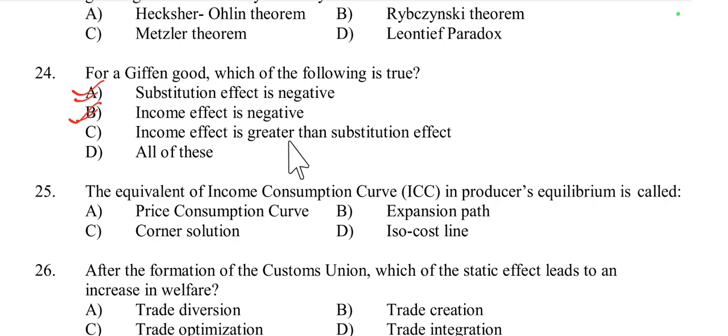Then, income effect is greater than substitution effect. This is also right. Here the income effect is greater than the substitution effect. How? Despite the negative substitution effect, the total overall demand for the given good increases as price increases. So the income effect is greater than the substitution effect. So all of these are correct according to the given good.